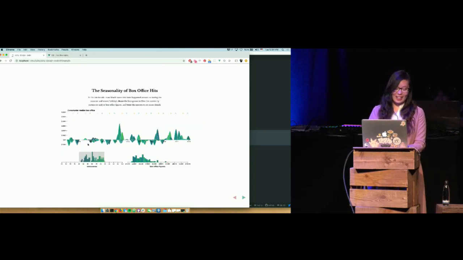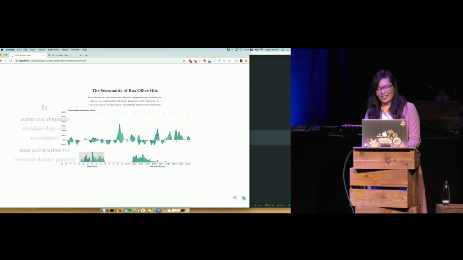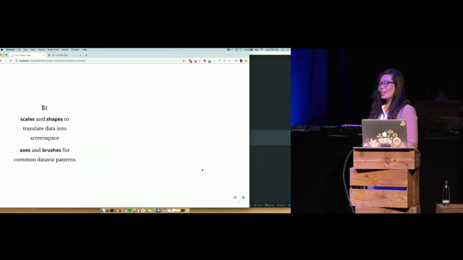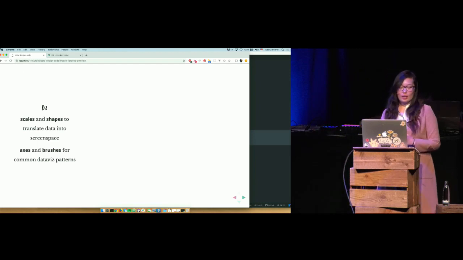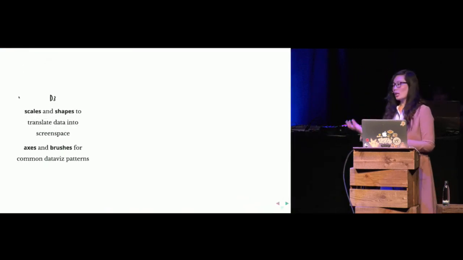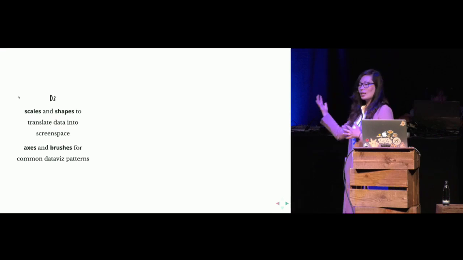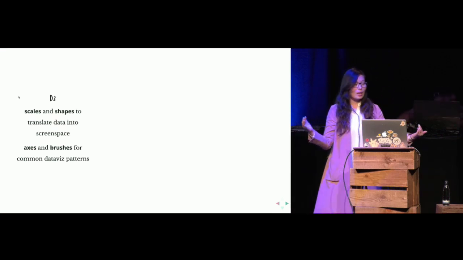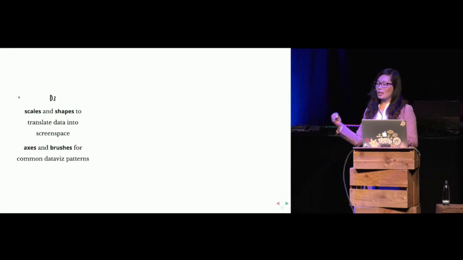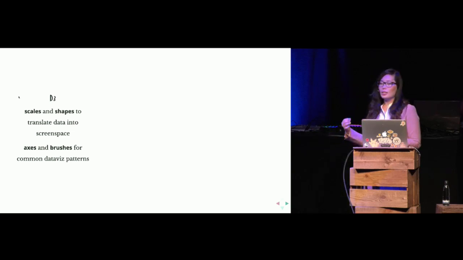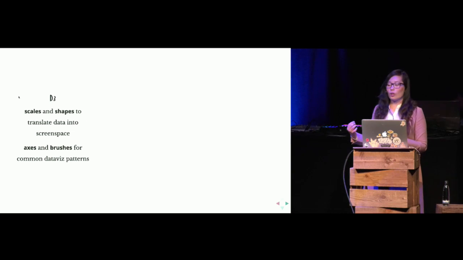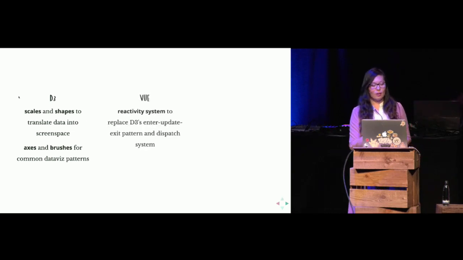So yeah, that's the three parts. And so the way that I like to think about it is that I use D3 for scales and shapes so that I can translate my data into my screen space. And I like to use D3 for axes and brushes for common data visualization patterns because I think that D3 does this better than any other library out there.